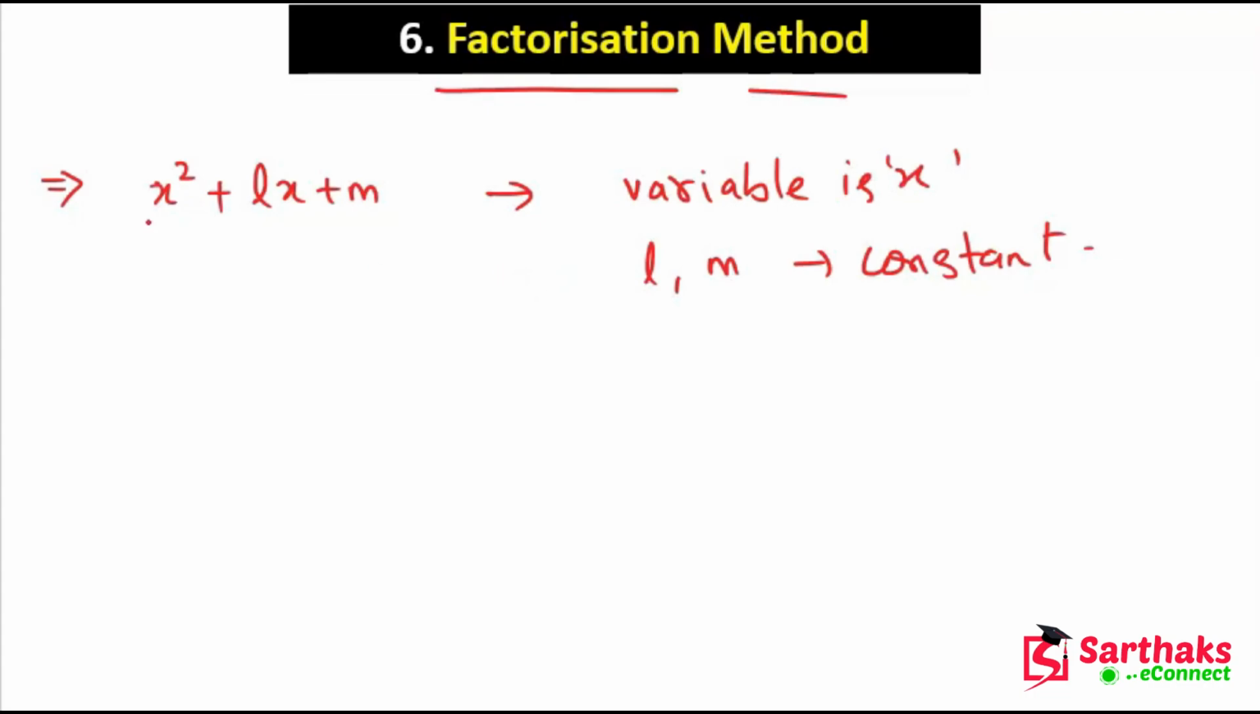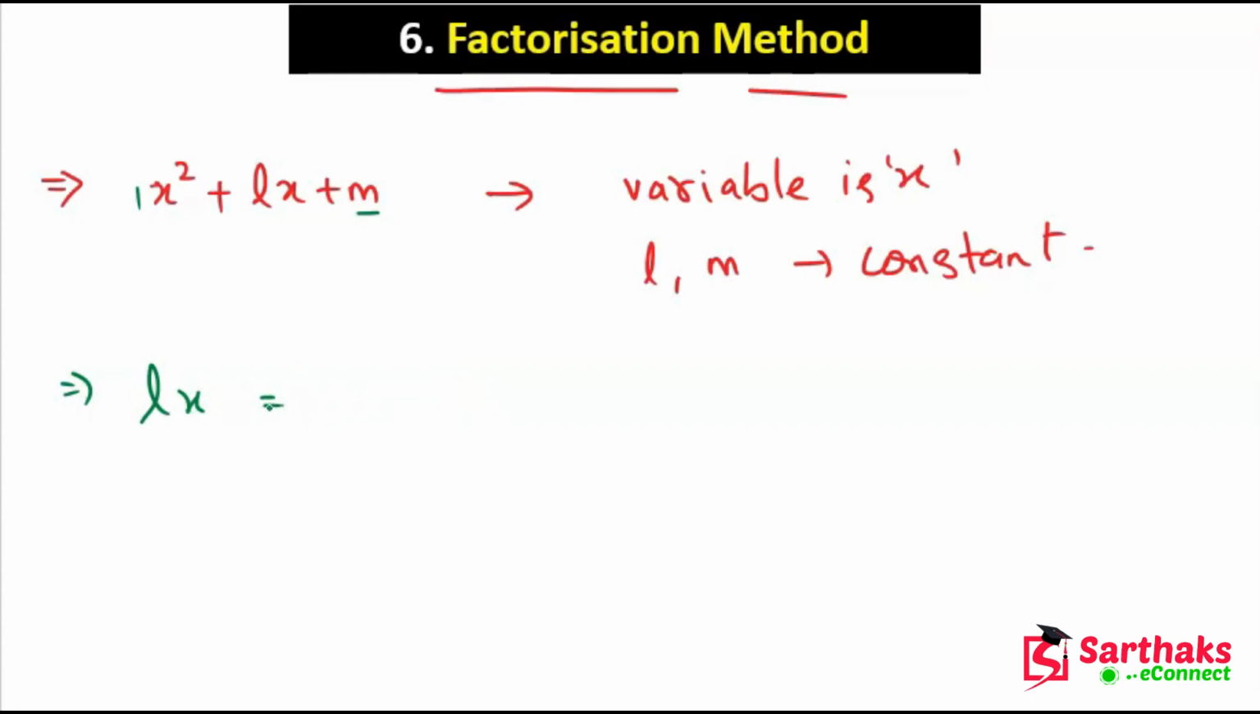Now, my dear friends, we have to factorize this. Factorization is a method in which we are splitting the middle term. We have to split the middle term lx such that the sum or difference is the same as lx, but the product is equal to the product of the constant term m and the coefficient of x square, which is 1.